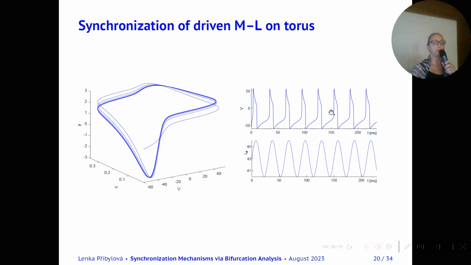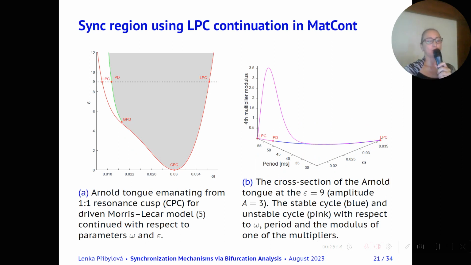This is how the frequency of the tonic spiking looks when it's driven by this forcing. Okay, I will show you the region of synchronization. That is the most important thing, because we can start from one cycle. We can find it somewhere, a stable cycle, stable synchronization. Then we can continue the stable cycle on this section, and we finish at the fold.